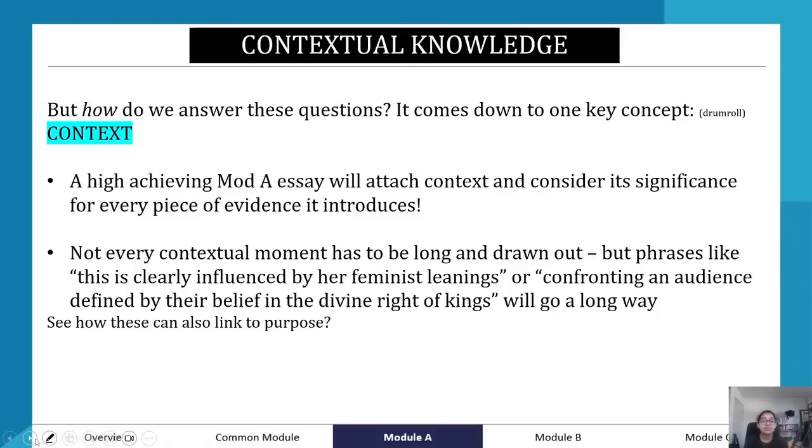Remember, not every contextual moment has to be long and drawn out. You can use key phrases to link back. For example, this is clearly influenced by her feminist leanings, or confronting an audience defined by their belief in the divine right of kings. That will go a long way. You're not going to explain what the divine right of kings is, and how Queen Elizabeth's reign promoted that. We're not doing that. You just want to use that contextual idea to show that you understand where it's coming from.